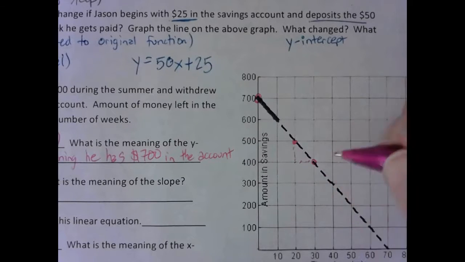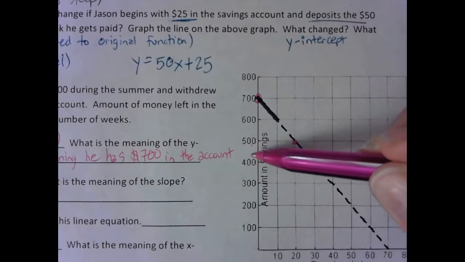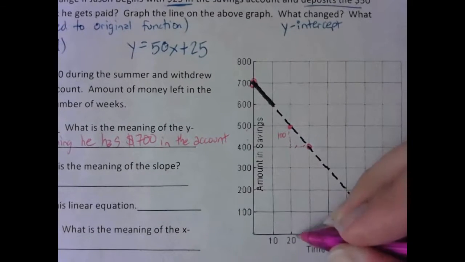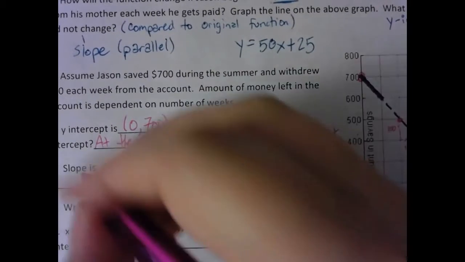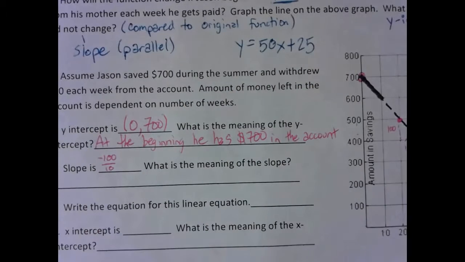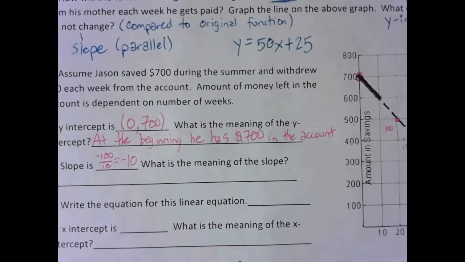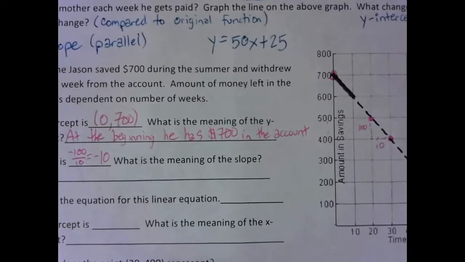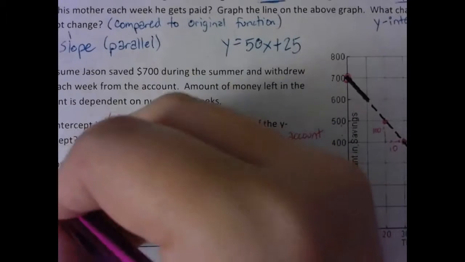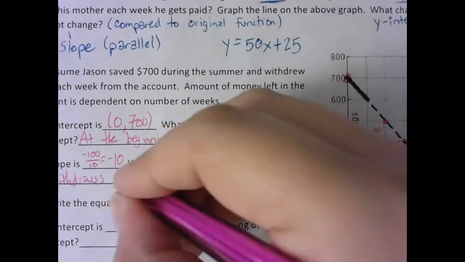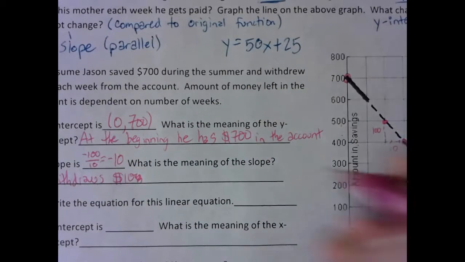So we go down 1 over 1. Wait, I lied. We're not really going down 1. Notice we went down 100. And we didn't go over 1. We went over 10. So that means our slope is negative 100 over 10, which really is equal to negative 10. What does that mean? Well, that means he goes down $100 every 10 weeks, which is the same as saying his account goes down $10 each week. So he withdraws $10 each week.